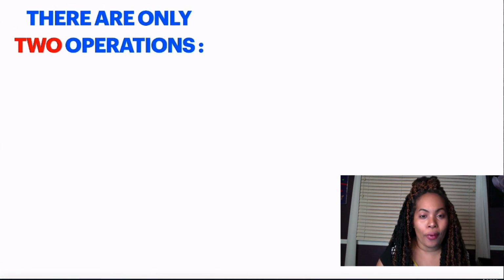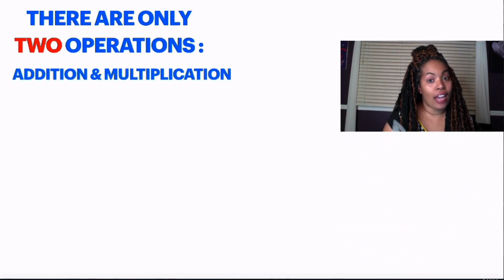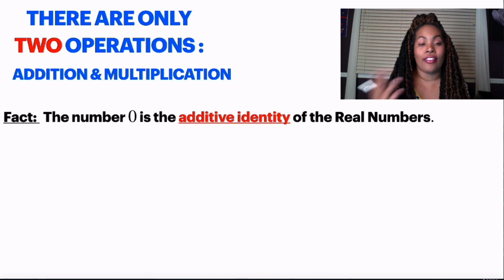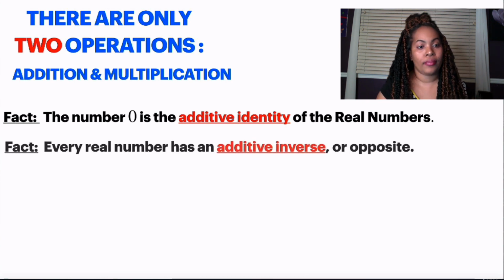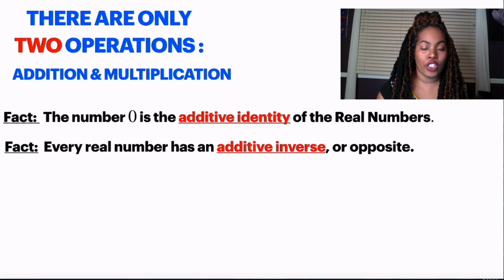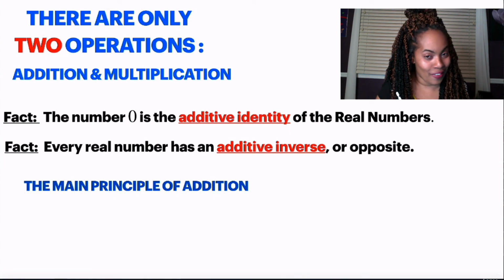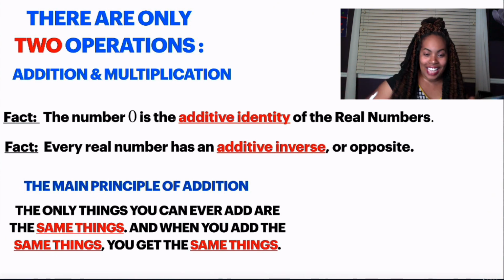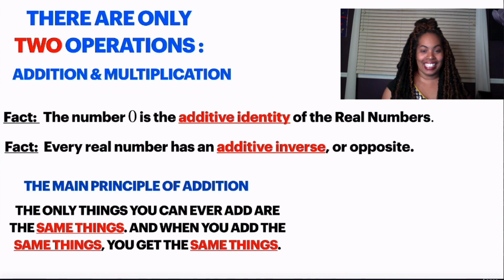So let's review. There are only 2 operations, and those are the 2 that I talked about: addition and multiplication. Not the 4 like they've told you before. That's not true. And the number 0 is the additive identity of all the real numbers. And every real number has an additive inverse, or an opposite. And the main principle of addition? Let's see if you learned the rap yet. The only things you can add are the same things, and when you add the same things, you get the same things. I'll give you some more time to practice that if you didn't get it today, okay? But remember that it's a fun fact.